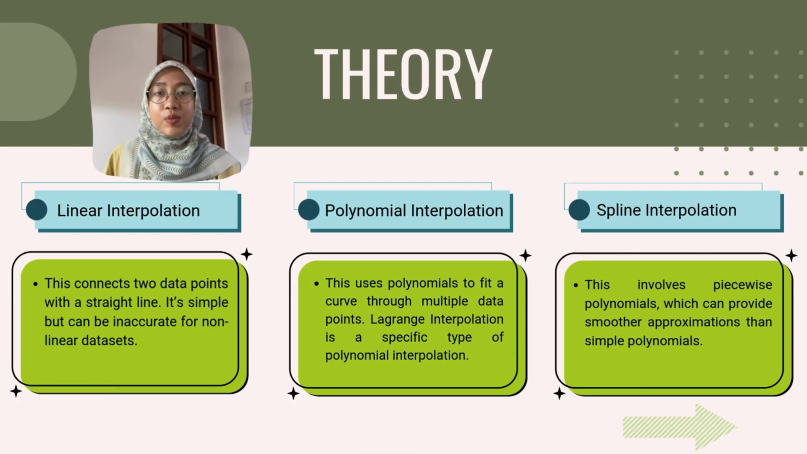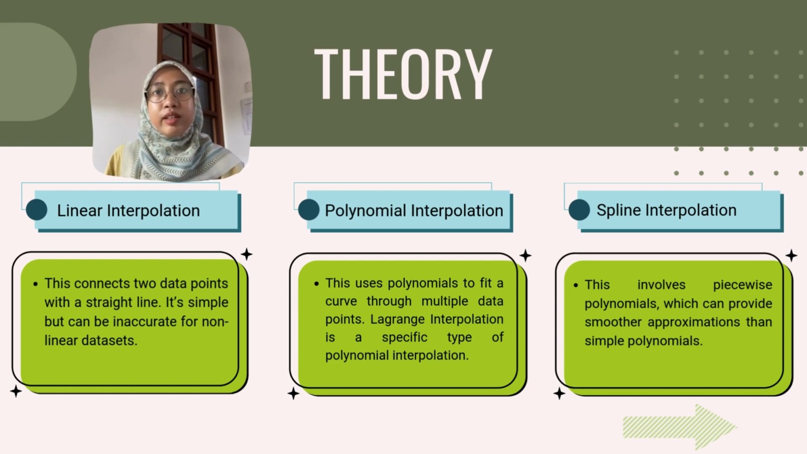I will explain three types of interpolation: linear, polynomial, and spline interpolation. Each method helps us estimate values within a range of data points. First, we have linear interpolation. This method connects two data points with a straight line. It is very simple and easy to use, but it may not be accurate if the data is not linear or follows a curve.